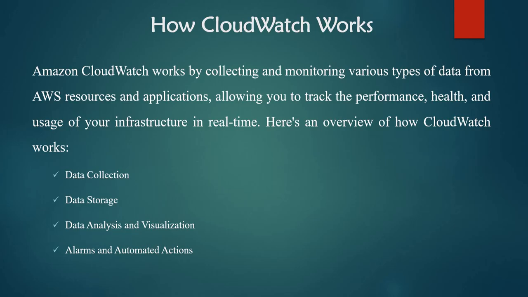The next is alarms and automated actions. CloudWatch lets you set alarms based on metric thresholds or log patterns to trigger automated responses or notifications. This helps you proactively manage your environment by taking action when performance deviates from desired levels, that is metric alarms, composite alarms, action alarms, like that. This is how CloudWatch works. So first it collects the data, then it stores the data, analyzes and visualizes the data, then it automates the actions.